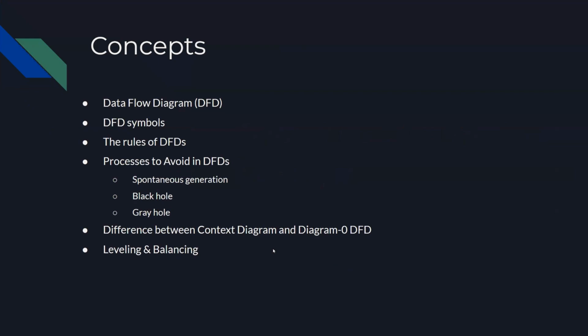Through Systems Analysis and Design, I'm going to go over the following concepts such as data flow diagrams, data flow diagram symbols, the rules of data flow diagrams, processes to avoid in data flow diagrams such as spontaneous generation, black holes, and gray holes. Also, the difference between a context diagram and a diagram zero. And lastly, leveling and balancing.